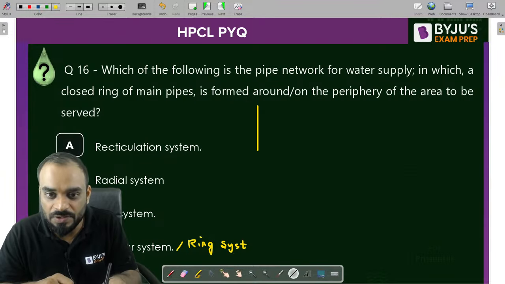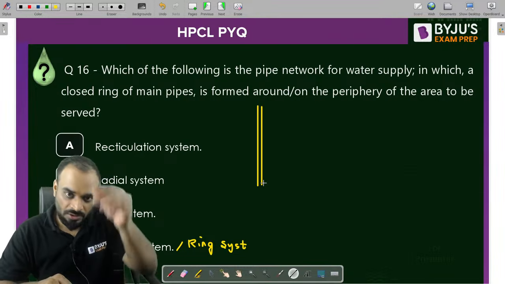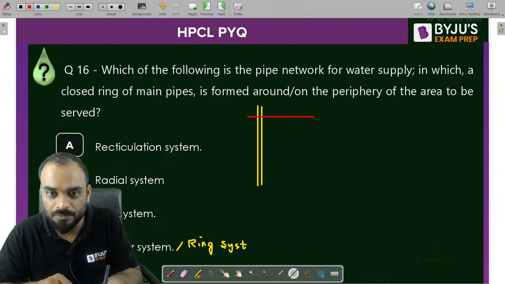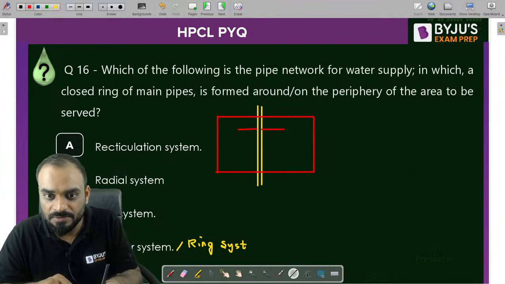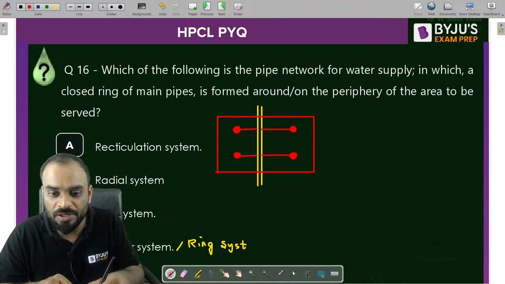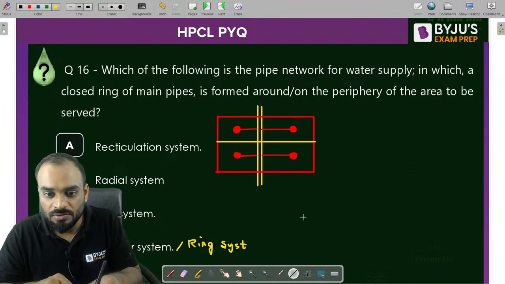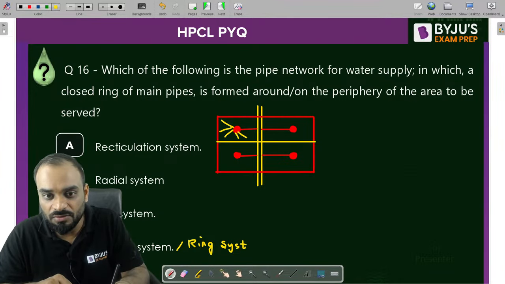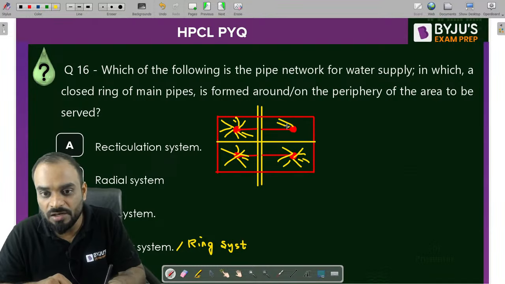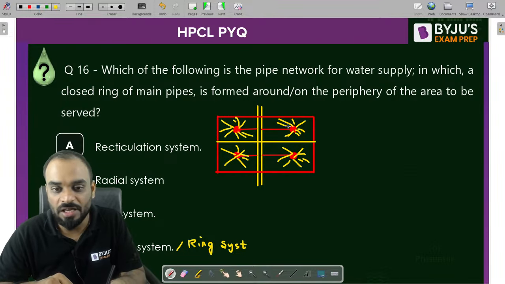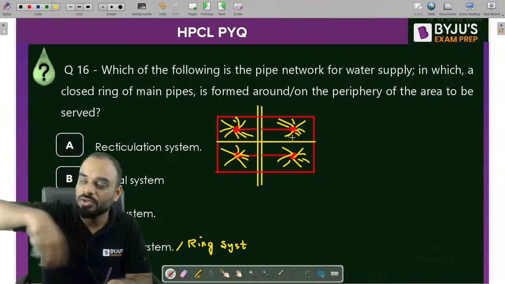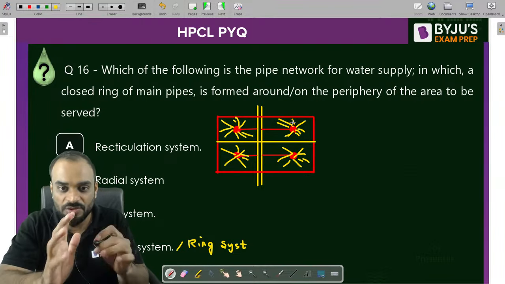What is radial system? Let us suppose this is your water main, which is passing through the center of your city area, right? And let us consider this is your city. Now through this water main, we have certain submain pipes like this, which supply the water to the overhead tank located in this particular zone. Through this overhead tank, the water will get distributed to the nearby area, like this. So this is known as radial system, not a ring system. We supply the water to the water main, then it goes to the overhead tank, then that overhead tank supplies the water to the zone allocated to it. So that is basically radial system, right?